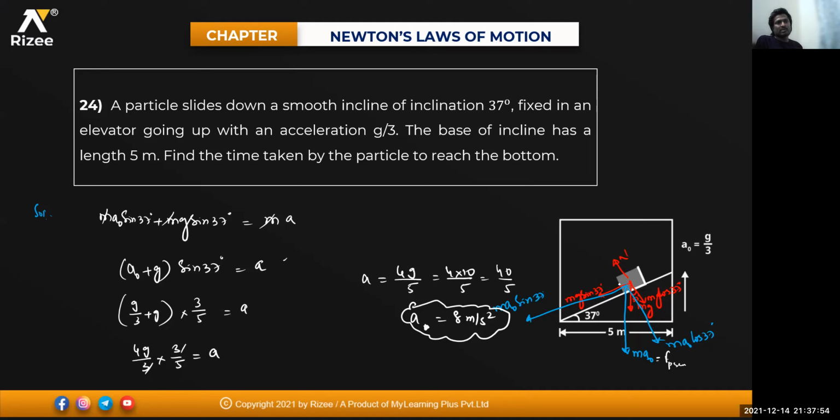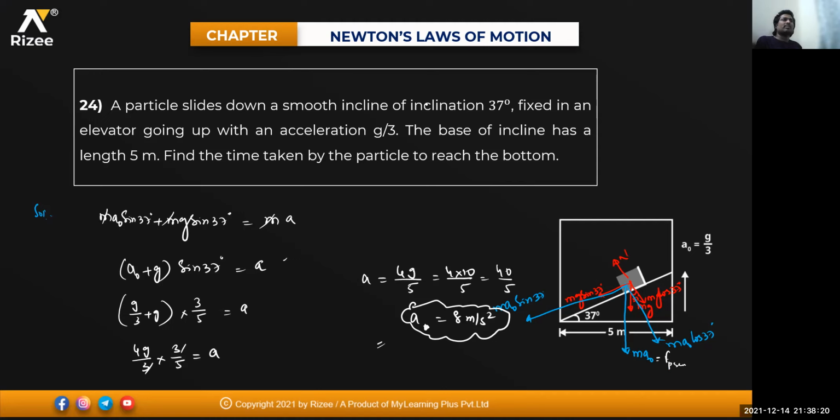Weight of the body is mg. Resolving it, mg sin 37, mg cos 37. m a naught is also acting in the downward direction, so m a naught into sin 37, m a naught into cos 37. If I write all the forces along the incline, m a naught sin 37 plus mg sin 37 is equal to m into a. Everywhere m gets cancelled. Simplifying it, we get the acceleration as 8 meter per second square. Then time taken to go from here to here.